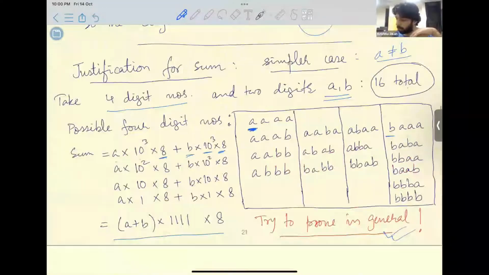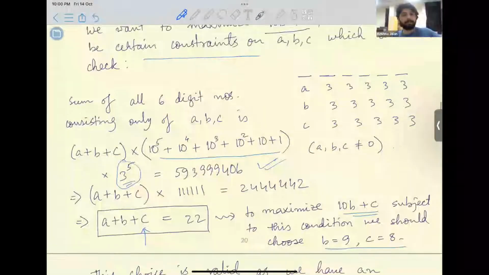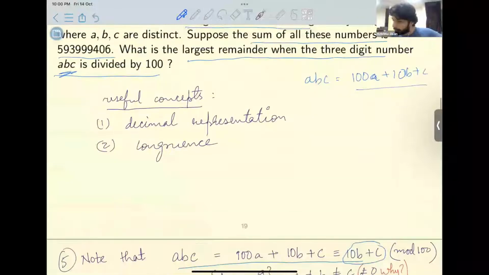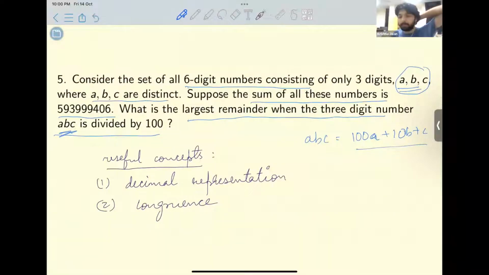Any questions regarding this? So why C cannot be 9? What was our question? A, B, C are all distinct. So can C be 9? No. And so why 3 to the power 5?